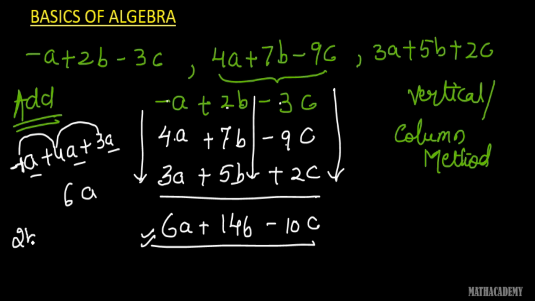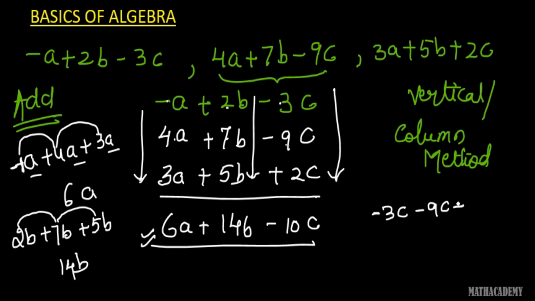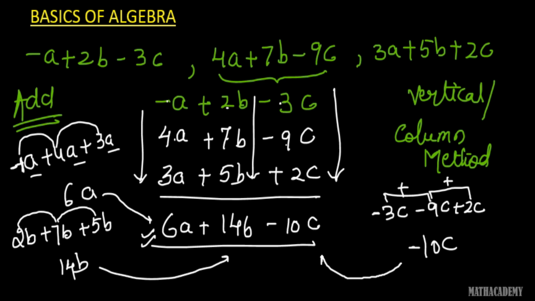Then 2b plus 7b and plus 5b. The common variable part is b. Add all the numerical coefficients. 2 plus 7, 9, and 9 plus 5, 14. And in the third column, we have minus 3c, minus 9c and plus 2c. The same variable part c is kept as it is and we just perform the addition on the numerical coefficients. So minus 3 added to minus 9 gives you negative 12. Negative 12 plus 2 gives you negative 10. And here is your answer, 6a plus 14b and minus 10c.